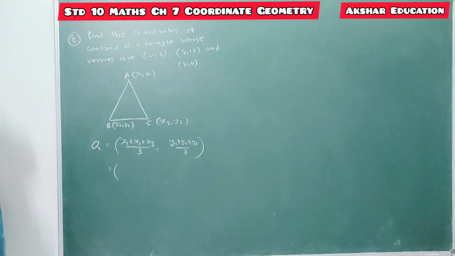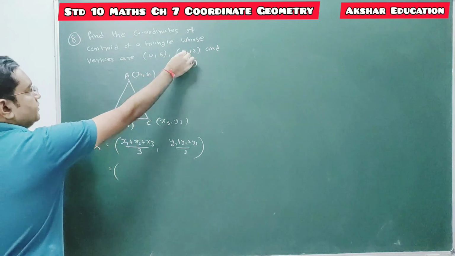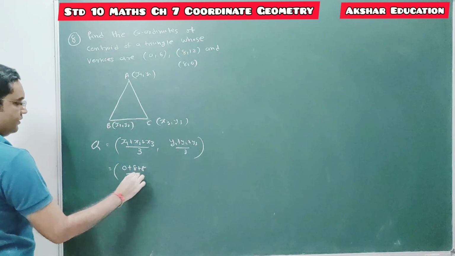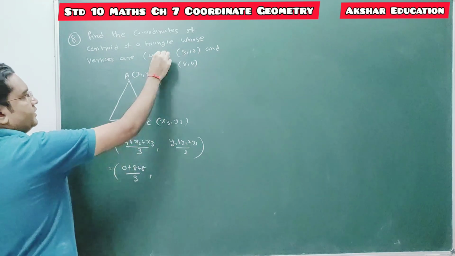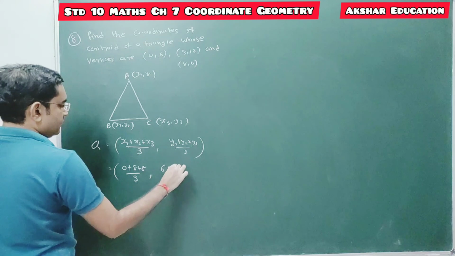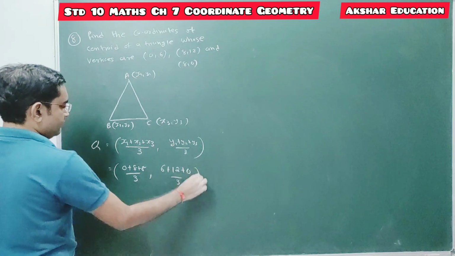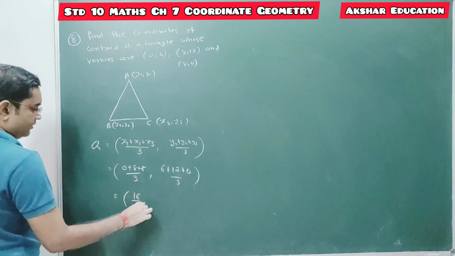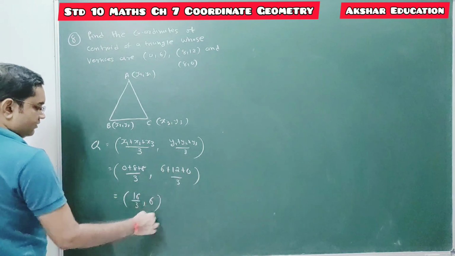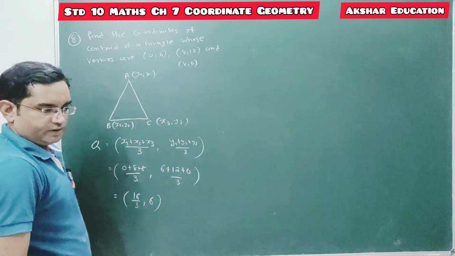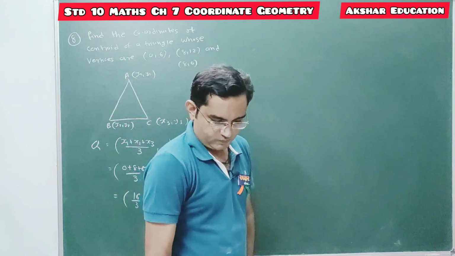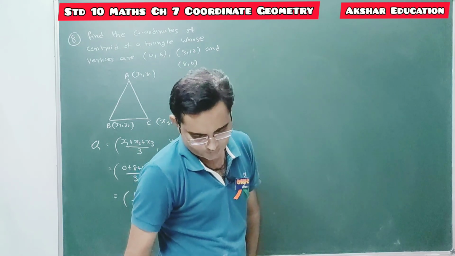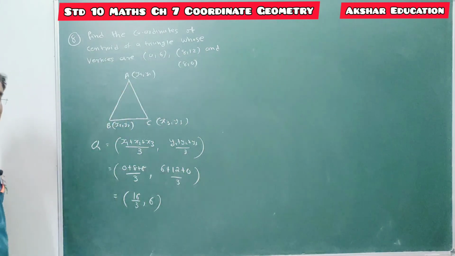So here x1, x2 and x3 are given. x coordinate is 0 plus 8 plus 8 divided by 3 and y coordinate 6 plus 12 plus 0 by 3. 8 plus 8 is 16 by 3 and this is 18 by 3, 3 sixes are 18. So these are the coordinates of centroid of given triangle. Clear students? So this is how you can find the centroid of any given triangle. Pause the video and note it down.